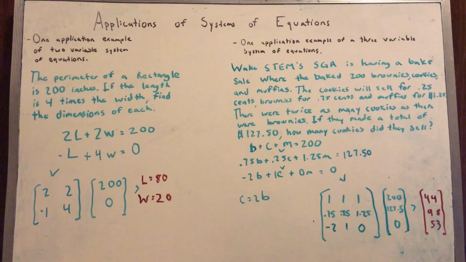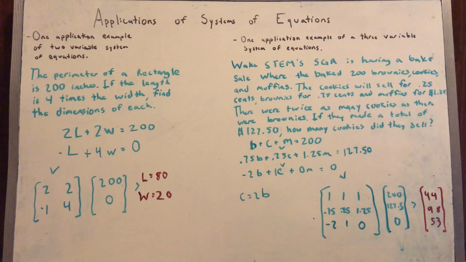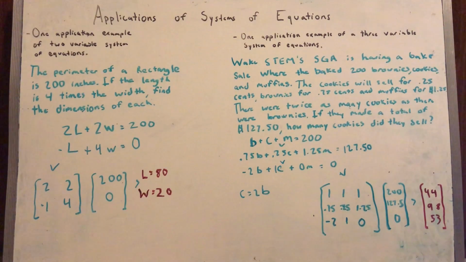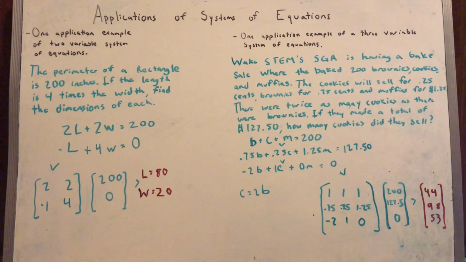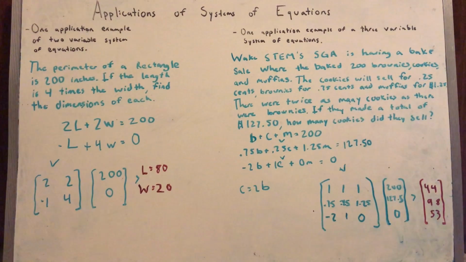Then for my other array, I got 200 and 0. These were my answers for both of them, so I plugged them into a certain array. You then multiply them together, and you get length equals 80 and width equals 20 when plugged into a calculator. For the next one, we did one application example of a three variable system of equations.